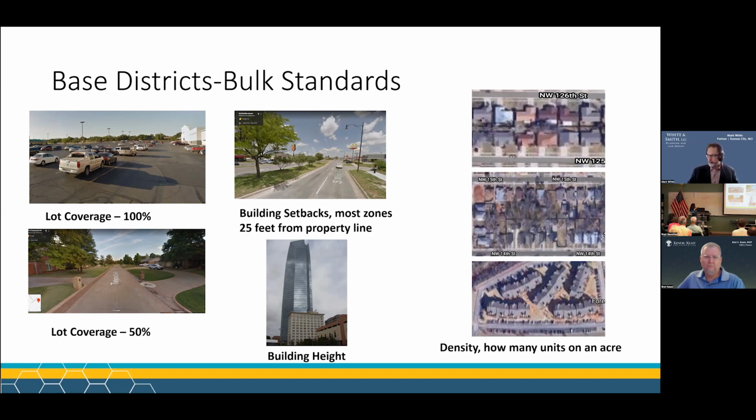In a residential zone, your lot coverage is only 50%. So that's why you have the green yards and you can't have more than 50%. And then of course we have building height, where we wouldn't have a building like Devon out here, but there would be measurements for height that have limits on height. And then of course we have our density also as a bulk standard, how many units on an acre.